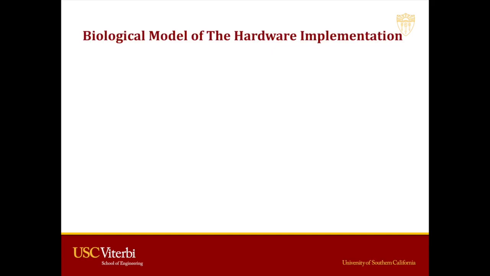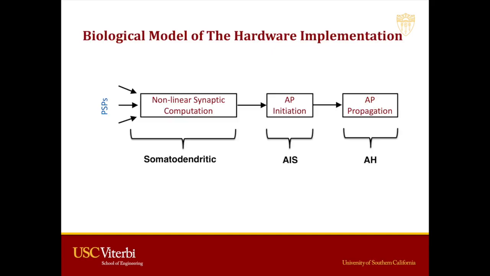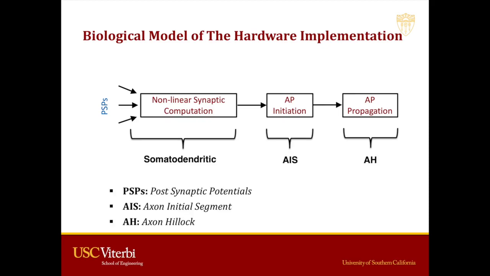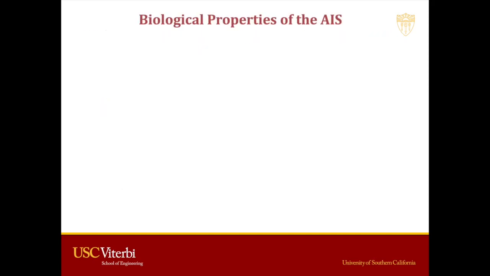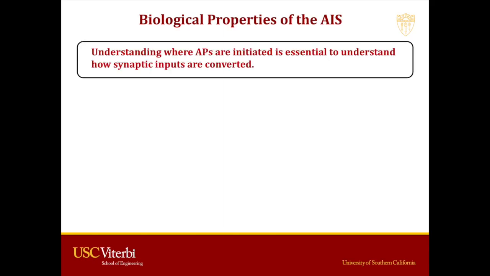In biological neurons, there are two main compartments, the somatodendritic and the axon hillock compartments. Between these two compartments, there is a region called the axon initial segment, or AIS in short. The AIS is a very specialized region because it represents the site of action potential initiation and the dynamic neural signal processing. Therefore, understanding where the spikes are initiated is essential in understanding how synaptic inputs are converted.